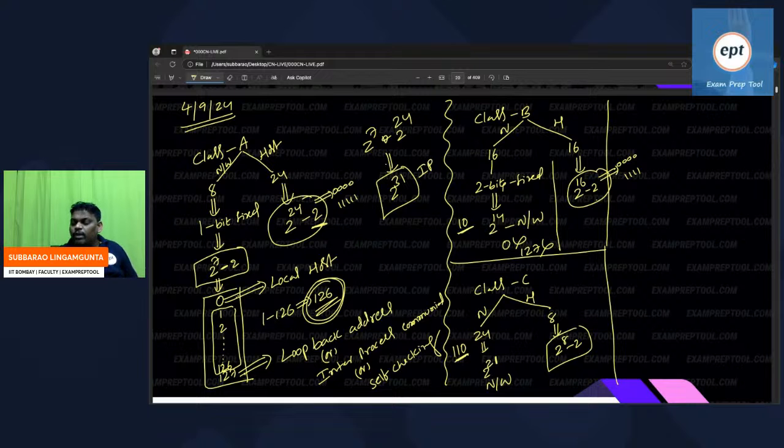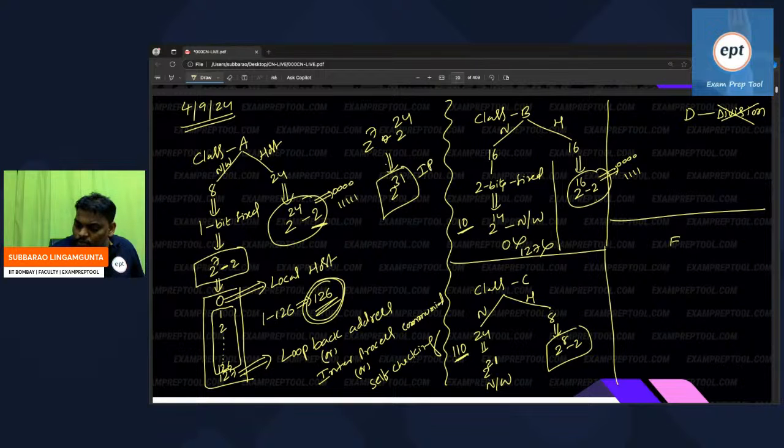Some people are asking, sir, what about D and E? In D, there is no division: no network part, no host part. In E also, there is no division. Can you guess, in D, how many total IP addresses are possible? 4 bits are fixed, so 2 power 28.